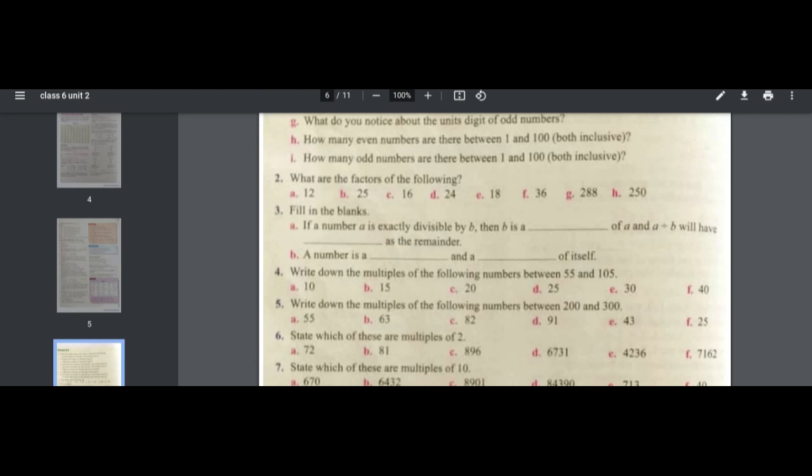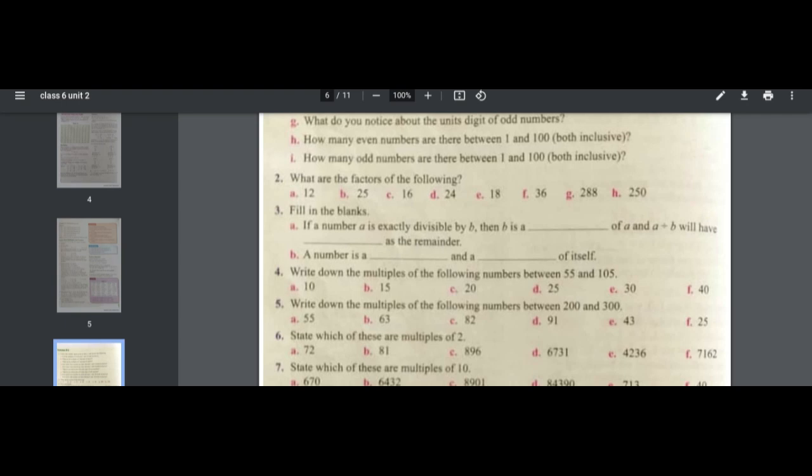6 is a multiple of 2. 6 is also an even number. 1 is not an even number. 6 and 2 both are even numbers. So you have to circle A, C, E and F, which are the multiples of 2. Done. Which are the multiples of 2? A, C, E, and F.